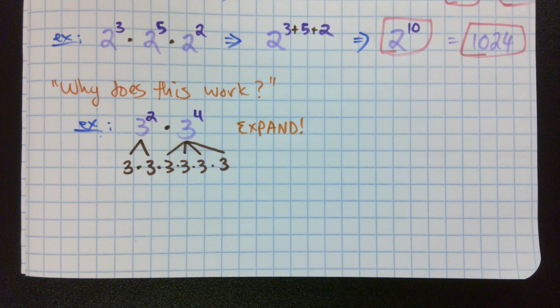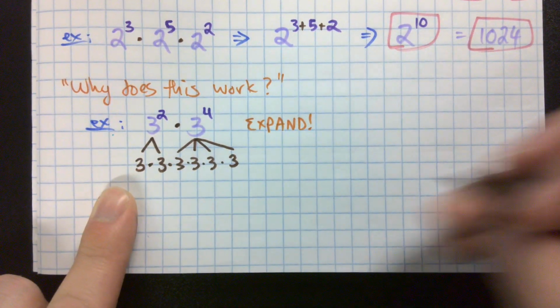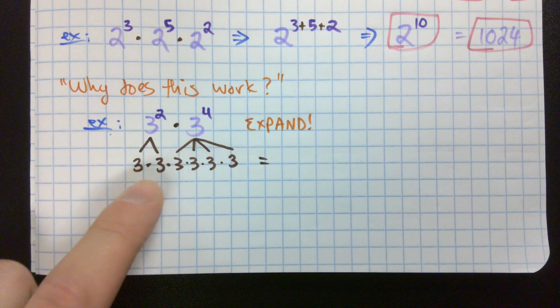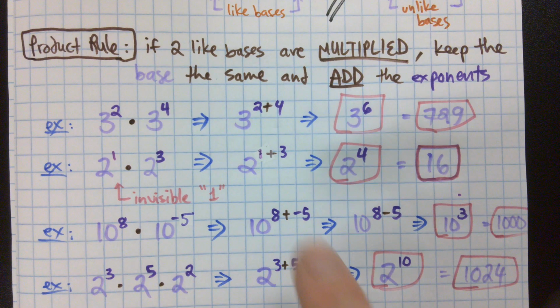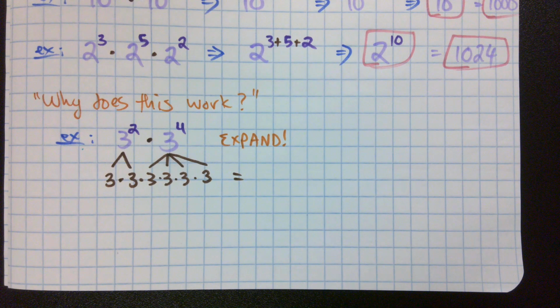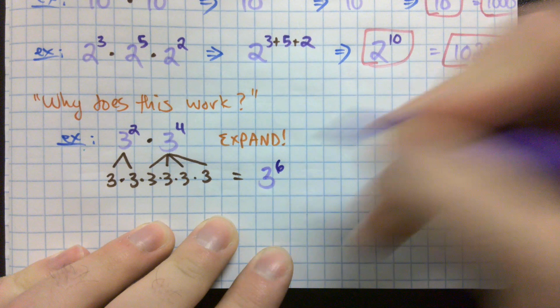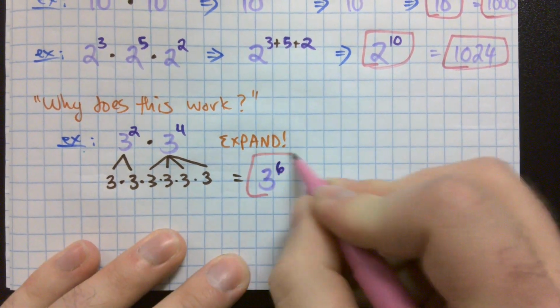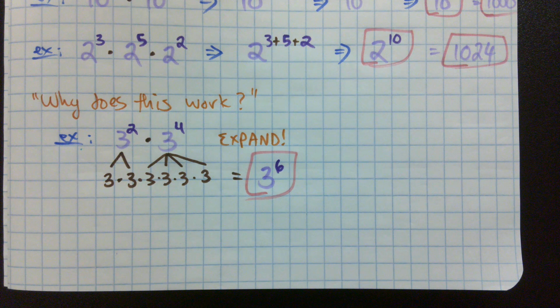Everyone cool on how we expanded that? No? Okay. How many total 3s do you see here now? 6. 1, 2, 3, 4, 5, 6. What was my exponent on our answer in the first example? 6. Right? So if we were going to group all 6 of these 3s together, we could call it 3 to the power of 6. So adding our exponents together is just a shortcut way to avoid expanding it out and then individually counting up all the 3s.